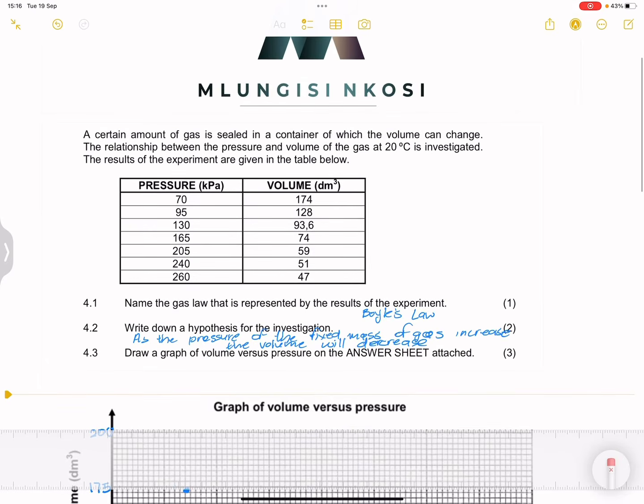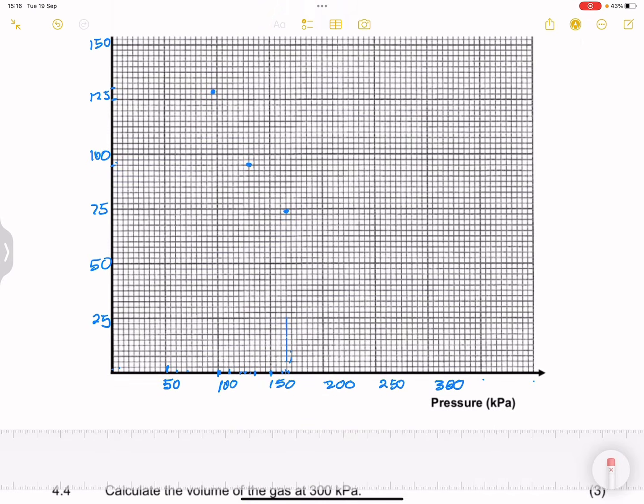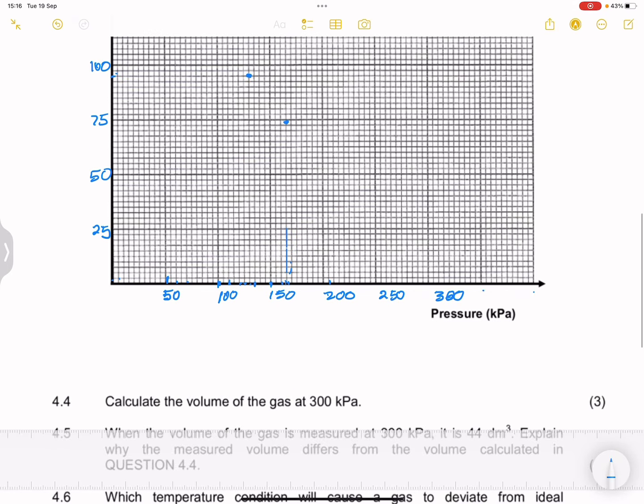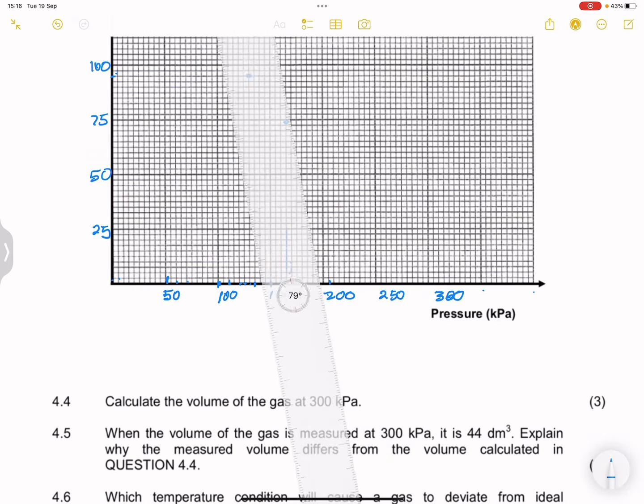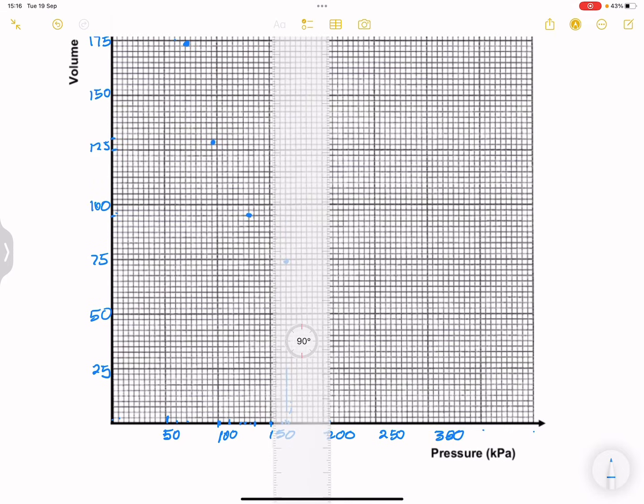And I've got 205 and 59. Again, this is 200 over there, and 205 is just next to 200. So it's this line over here. So there's 205.